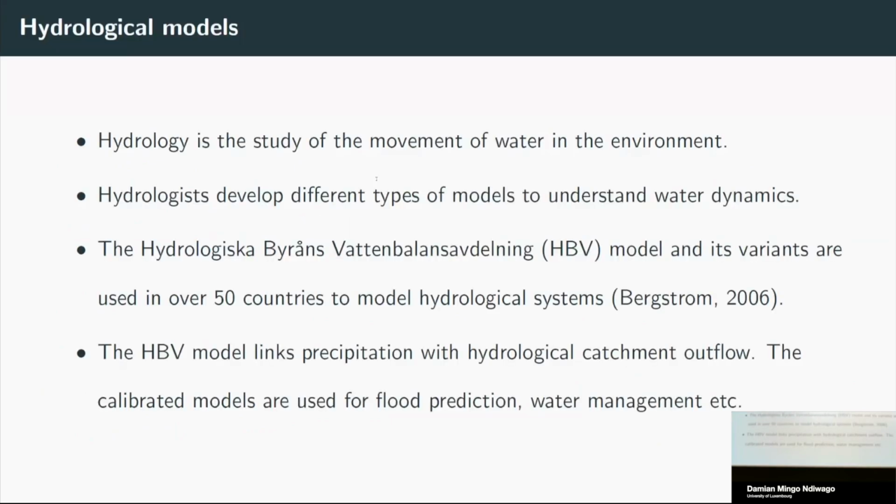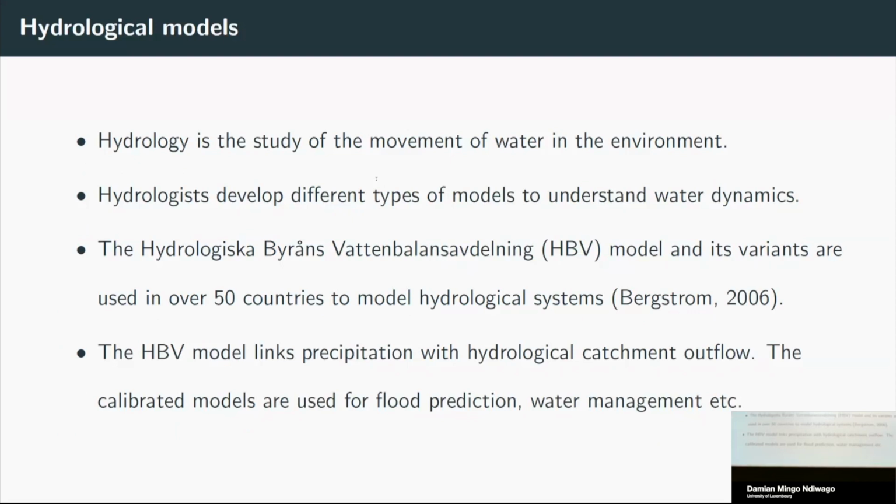So for the introduction, hydrology is the study of movement of water in the environment. And the main processes that hydrology studies on the macro scale are precipitation, so how water leaves the atmosphere and ends up in our rivers and other water bodies. And we also have evapotranspiration, which is also a key process in hydrological models. So how this water eventually returns back into the atmosphere.